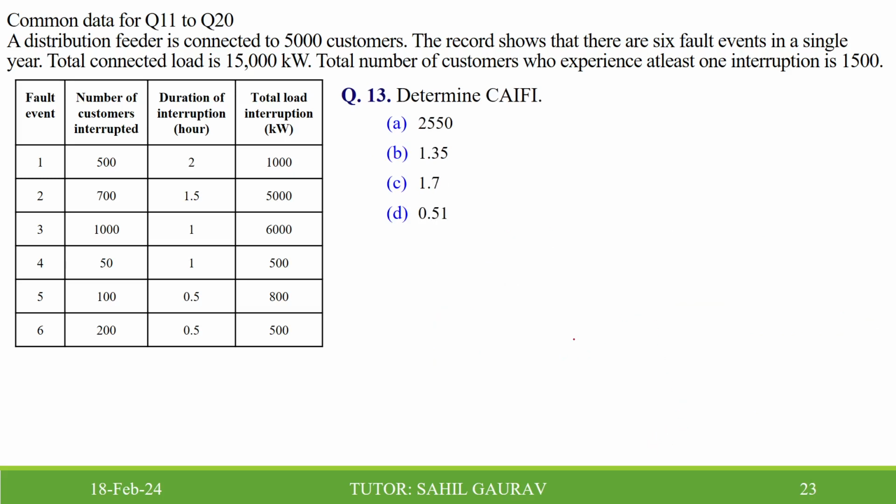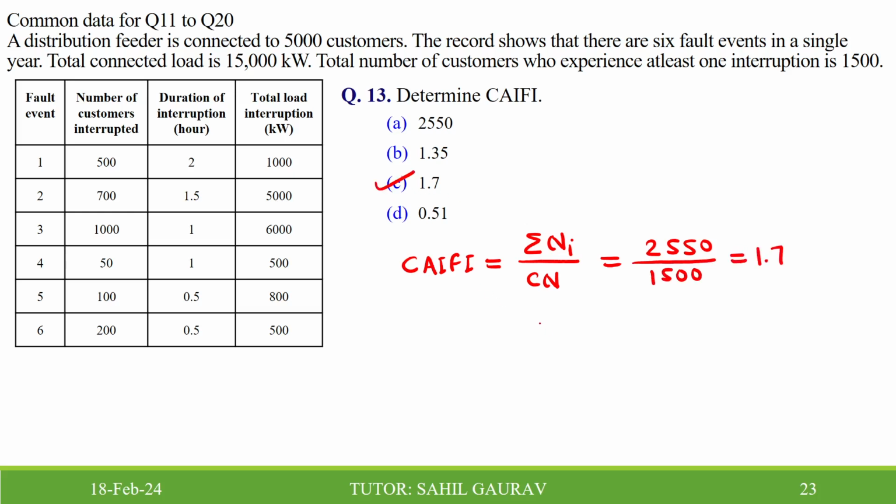Now CAIFI is the ratio of customer interruptions to customers interrupted, sigma NI over CN. Sigma NI is 2550 divided by 1500. So we will get 1.7. Therefore C is the correct answer, and 1.7 is interruptions per customer interrupted.